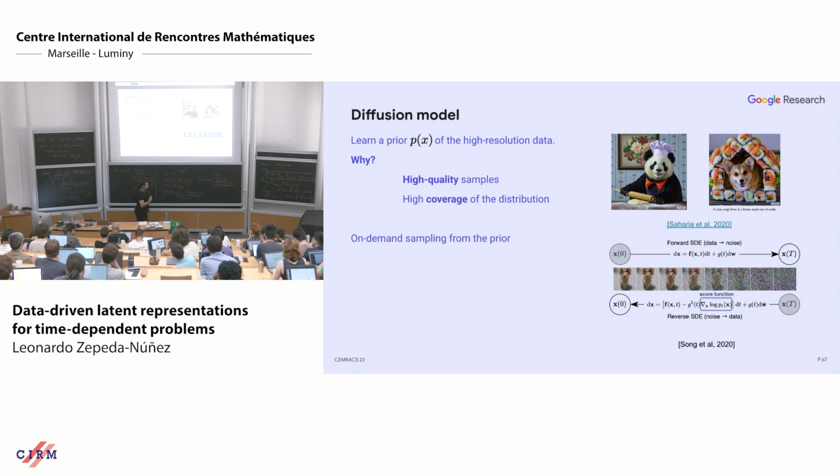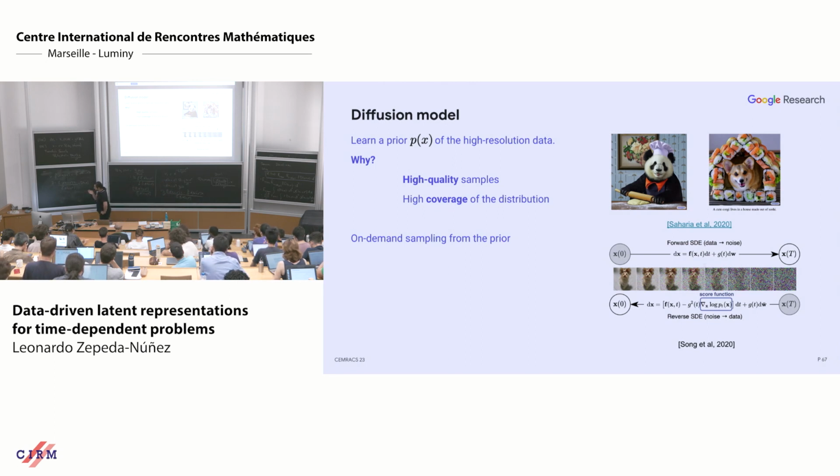So there are two steps. One, you need to sample from your distribution, and the second is you debias. For the sampling, you've already seen this picture before. You want to use a diffusion model, and the main reason why is that the samples are normally very high quality. You saw the panda and the corgi before, and the good thing is you have a high coverage of the distribution.